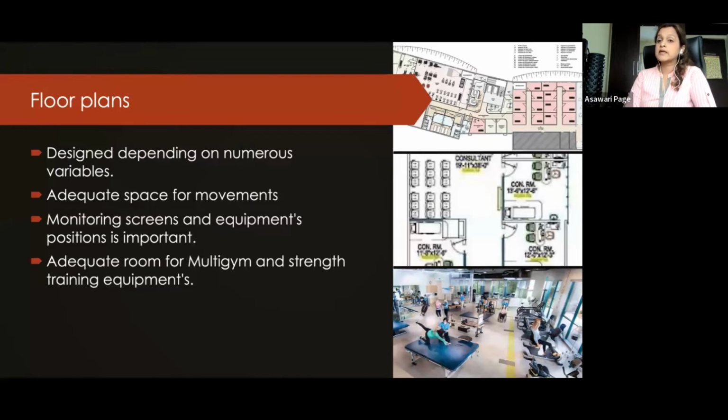Floor plans, it's very essential how you place it. And again, it is designed depending on numerous variables. When you are in a hospital setup, you have to make sure that your department is closer to a cardiology setup, or closer to an emergency area, or has access to an emergency area. And the floor plan has to be designed in a way that there is enough room for movement as well.